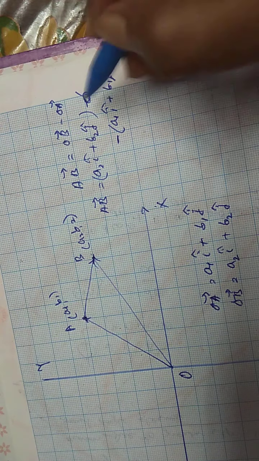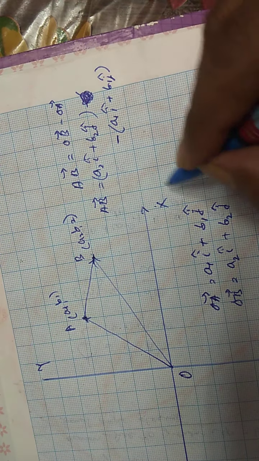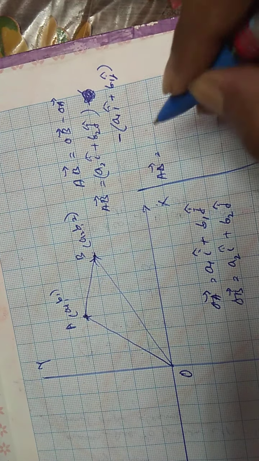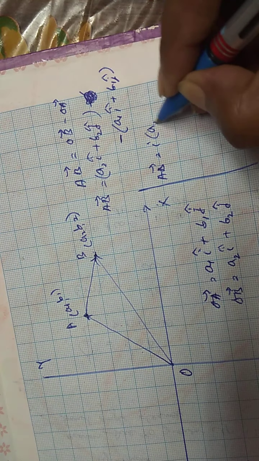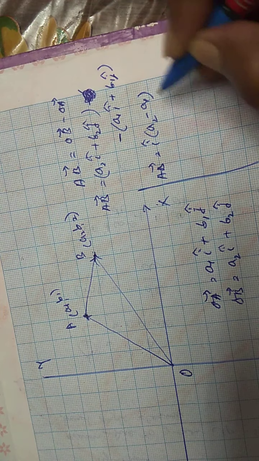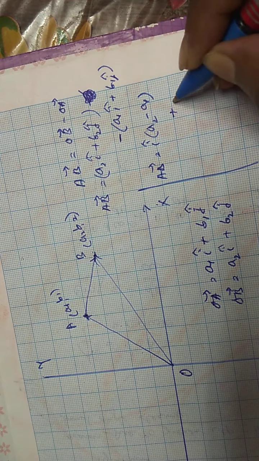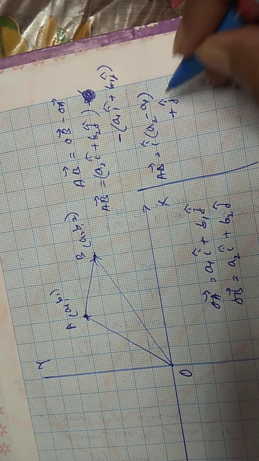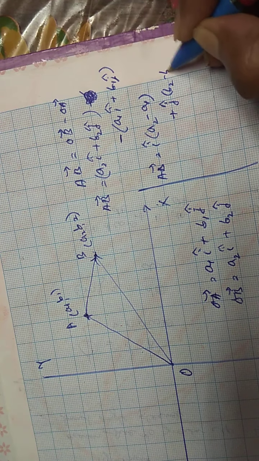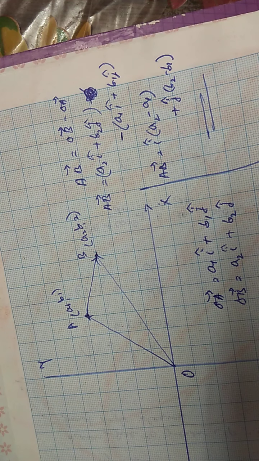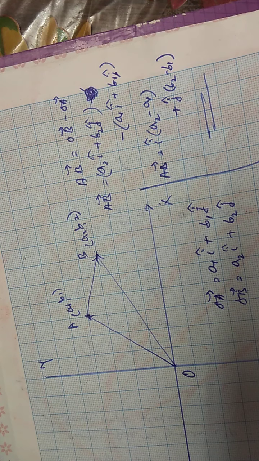Vector AB is, if you solve it, vector AB is equal to i cap common A2 minus A1, plus j cap common B2 minus B1. This is your vector AB, and vector AB is known as the displacement vector.